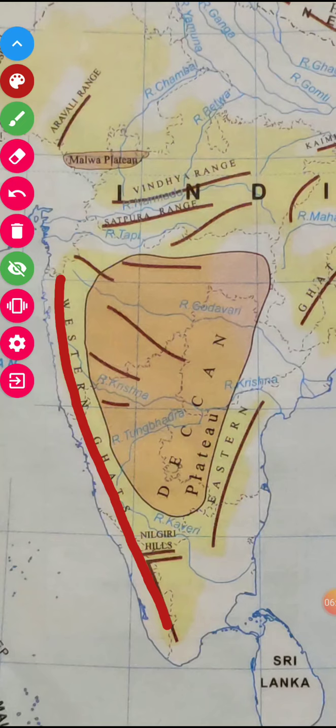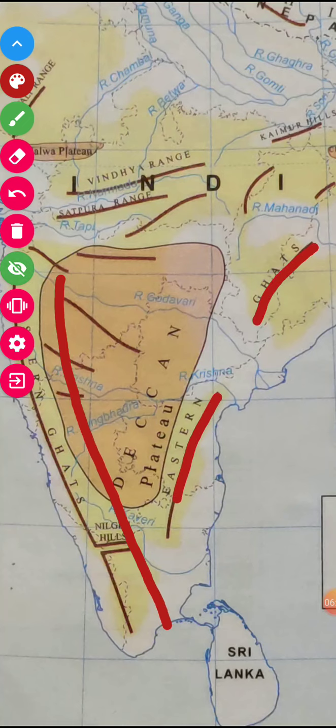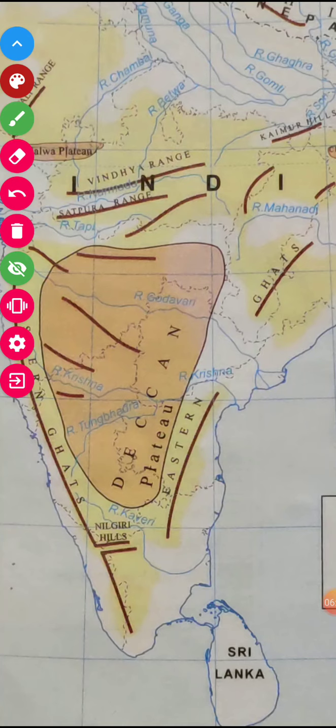This goes parallel to the western coast of India. They are called Ghats. This side we have Western Ghats, and to the eastern side we have Eastern Ghats. But there is a difference between the two. Western Ghats are continuous, whereas Eastern Ghats are non-continuous. There is a gap between Eastern Ghats. Make sure the Godavari and Krishna river section you should not intersect with Eastern Ghats.